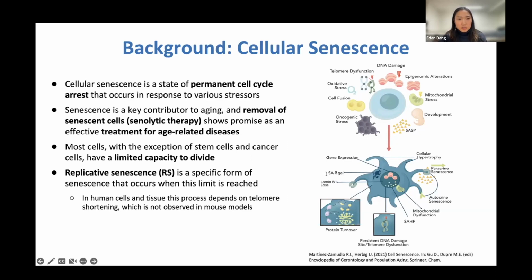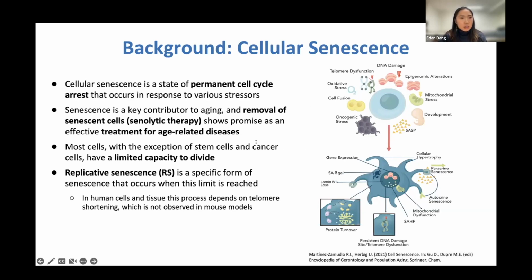The specific form of senescence that we chose to study is called replicative senescence, or RS, and it occurs as a result of most of our cells' limited capacity to divide. This is known as the Hayflick limit. And during aging, we believe that there are more and more cells reaching this limit and entering a state of senescence.